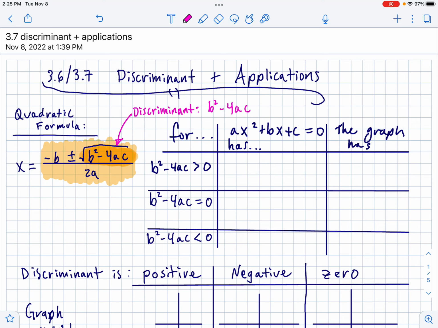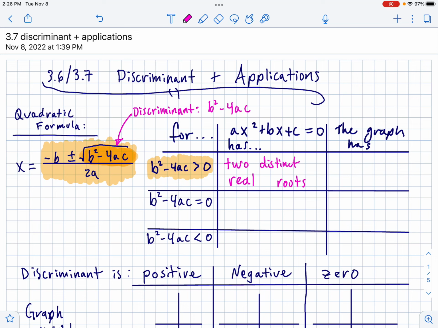Now, there are some properties of the discriminant that can help you realize how many solutions your equation can have, or, connecting it to graphs, how many x-intercepts you have. So, if b squared minus 4ac is greater than 0, meaning that it's positive, then the equation ax squared plus bx plus c has two distinct real roots. Sorry, they're different numbers, my bad.